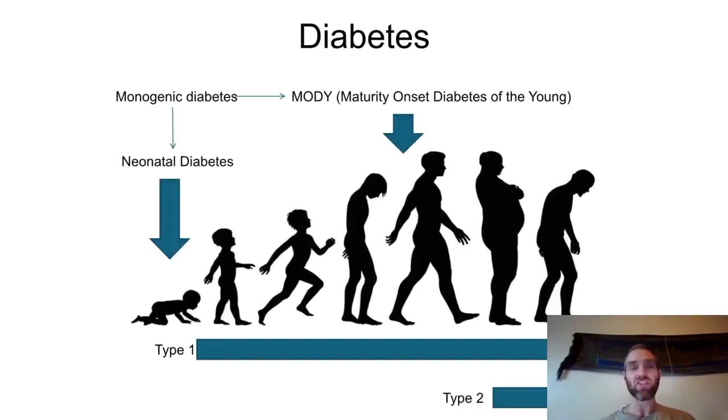Again, single genetic changes in important genes regulating insulin secretion. And then there's also two different major forms of polygenic diabetes. So type 1 diabetes is typically developed early on in life, but can also occur much later. It's autoimmune, where your own immune system attacks your insulin-producing cells, which is what leads to diabetes.